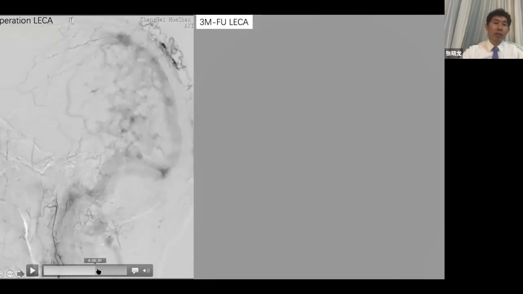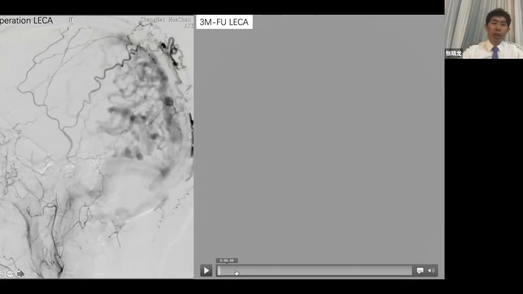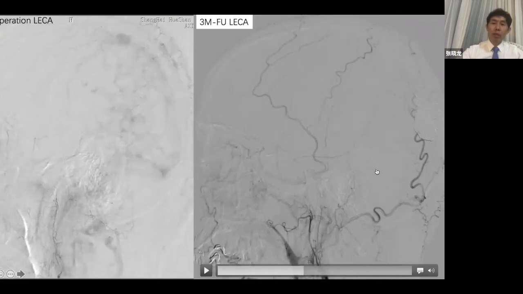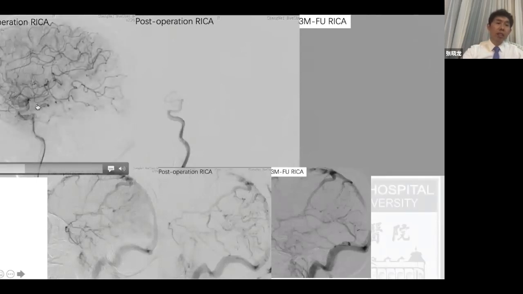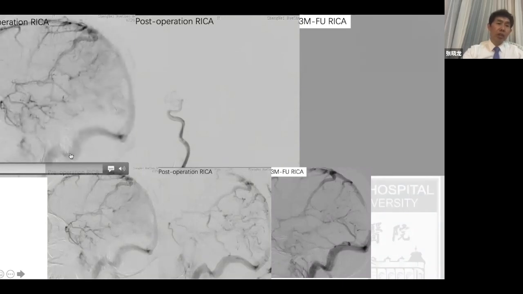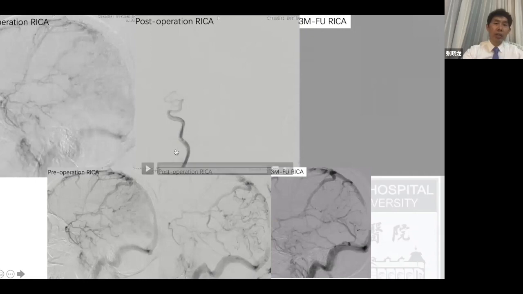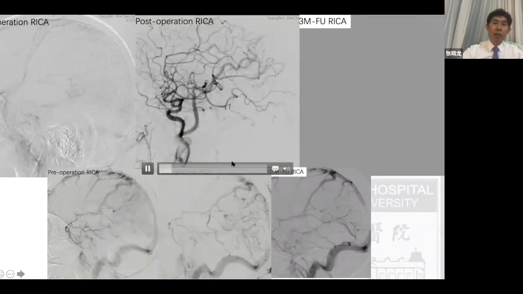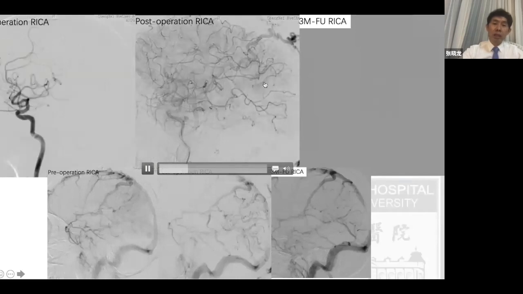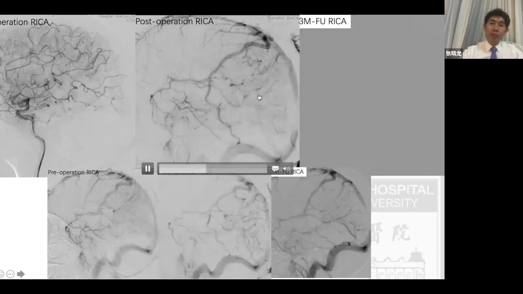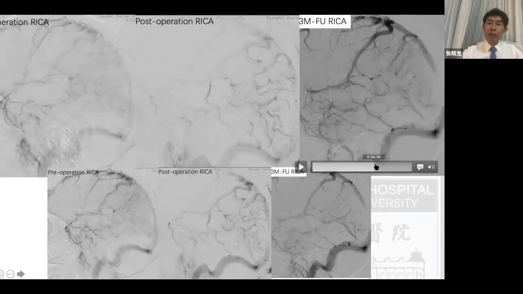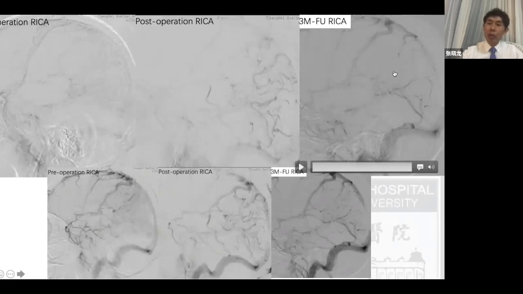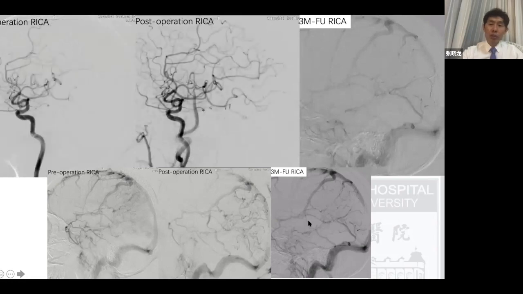The left ECA angiography before and at the 3 months follow-up, the fistula was totally gone. And let's see the internal carotid artery angiography. And here is the preoperative angiography of the right internal carotid artery. And here is the post-operative angiography. The fistula was gone and the parenchyma drainage was recovered a little bit. At 3 months follow-up, the venous drainage was recovered very well. And here is the pre, post, and the 3 months follow-up.